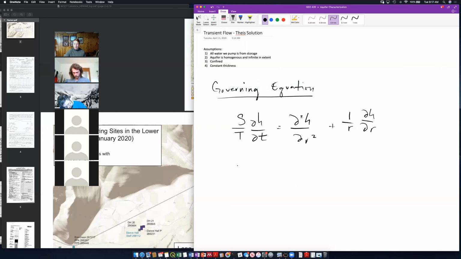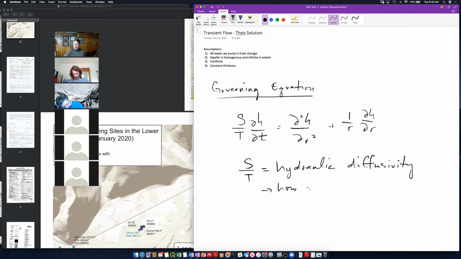All right. This term here, storativity over transmissivity, has a special term. This is called the hydraulic diffusivity. And it is basically a measurement of how easily a change can propagate through our aquifer.